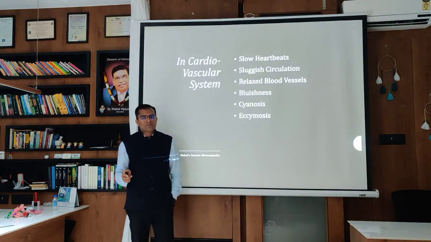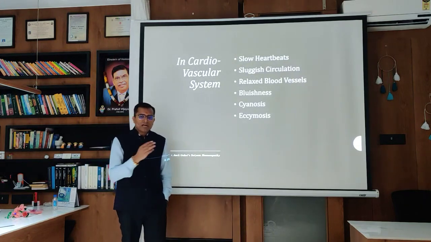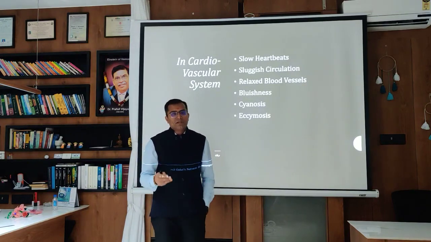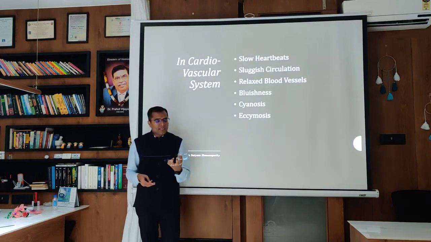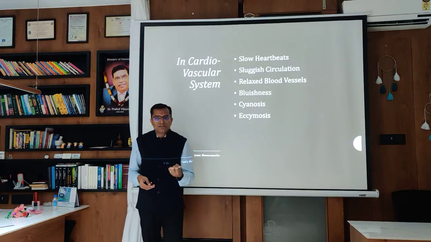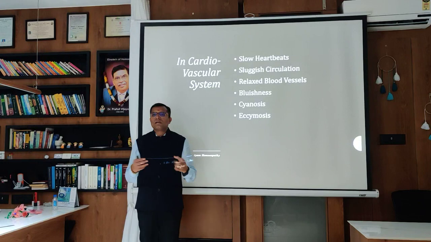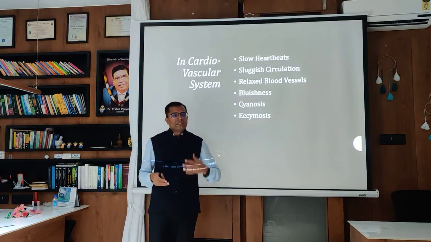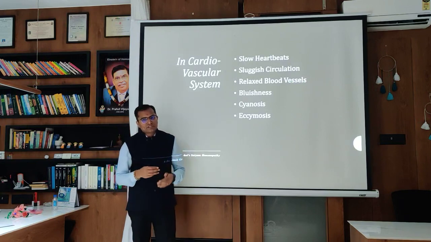In the cardiovascular system, what we see is A, B, C: airway, breathing and circulation. So in the cardiovascular circulation, what happens? Slowness of the heartbeat. Why slowness? The muscles of the heart, the fibrin and elastin, the elasticity of the muscles becomes less. So the heart becomes relaxed, which we call cardiomegaly. And there is a slowness of the heartbeat, which we call bradycardia. Sluggish circulation: due to slowness of the heart, the circulation becomes slow. So sluggishness of the circulation.